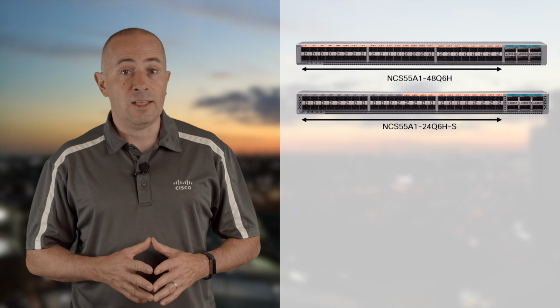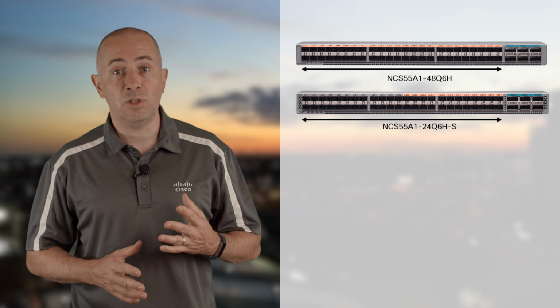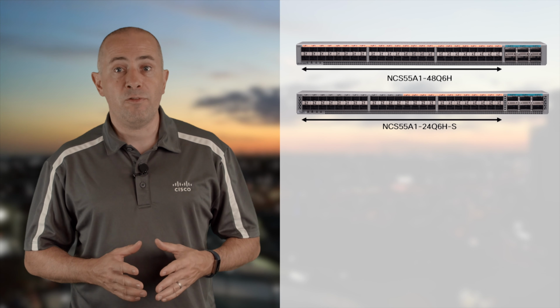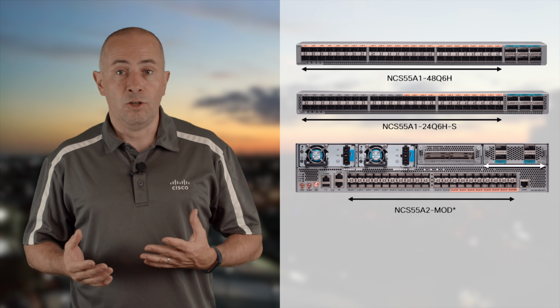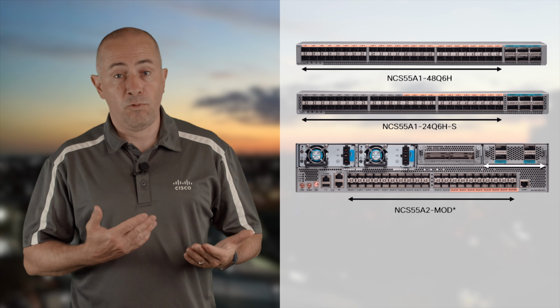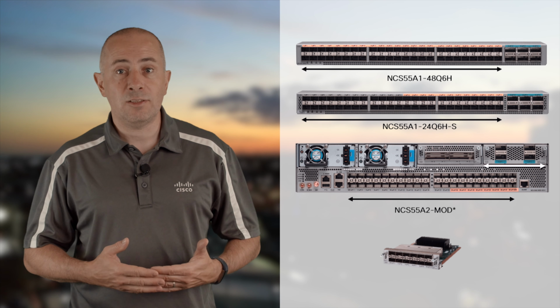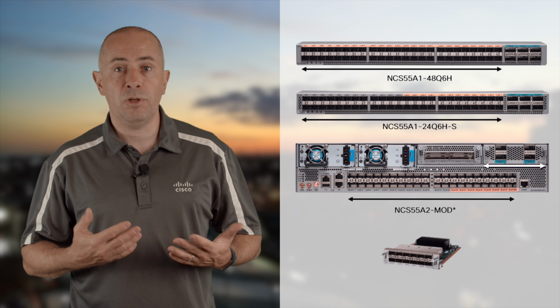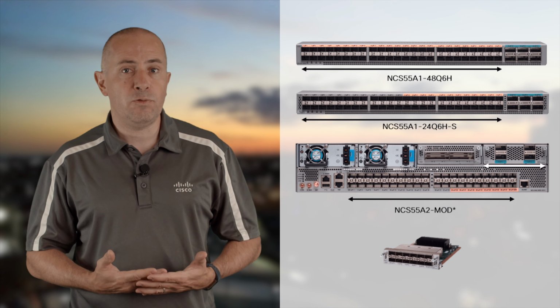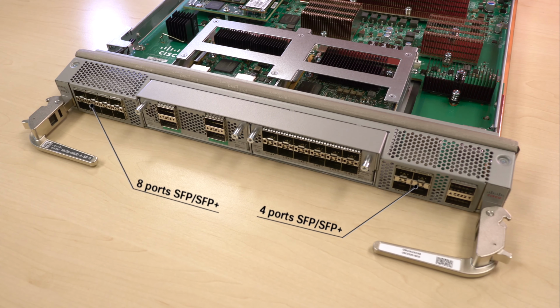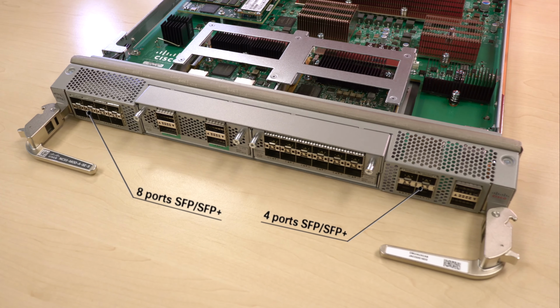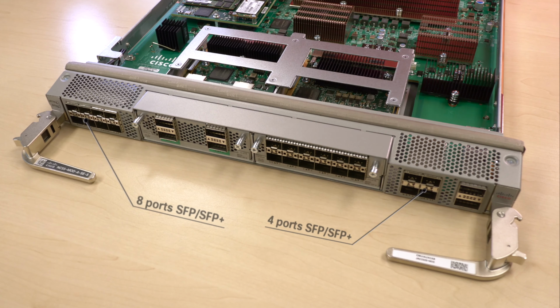On the 55A2, 24Q and 48Q6H, we have 48 ports SFP. On the 55A2 mode, it's 40 ports fixed. That can be completed by 2 MPAs of 12 ports each. So potentially up to 64 ports 10 gig. On the line card side, 10 gig is only available on the mod ones that have 12 fixed ports, but also you can complete them with 2 MPAs of 12 ports for a total of 36 SFP+.